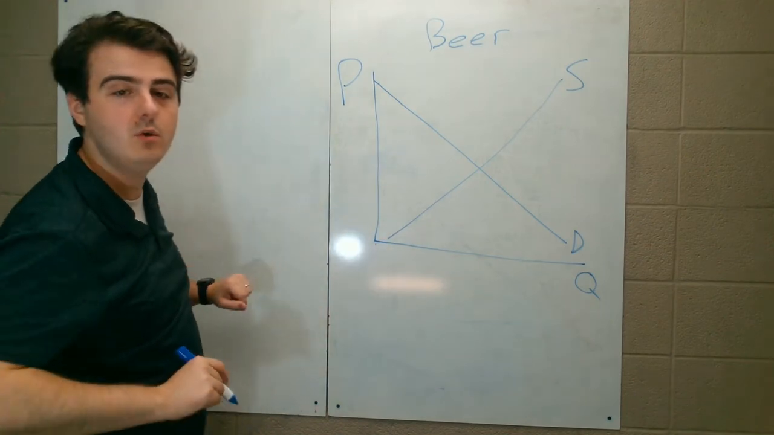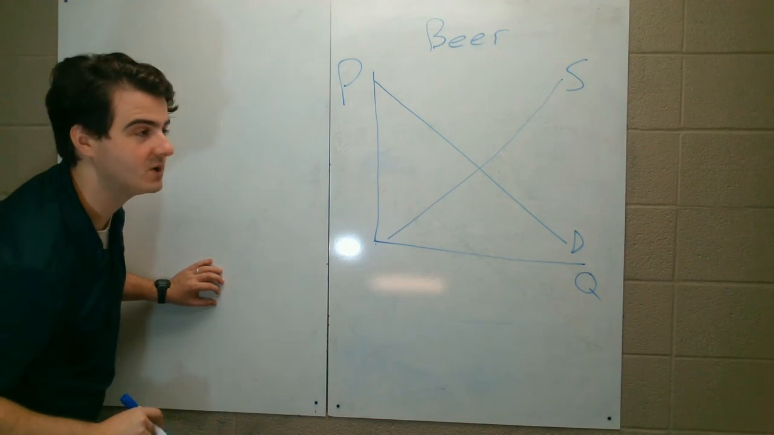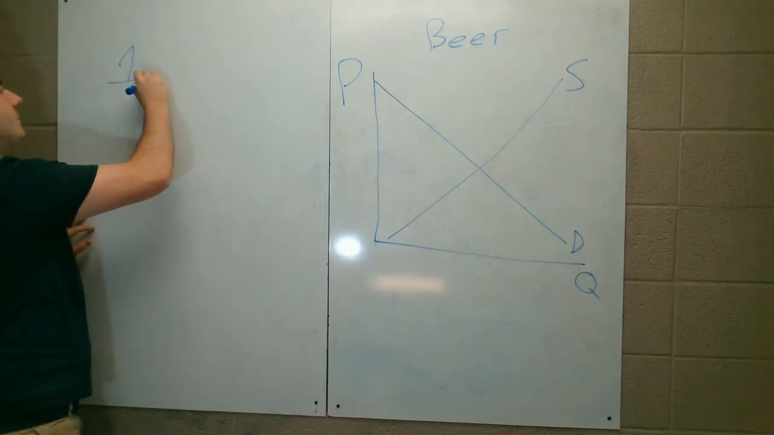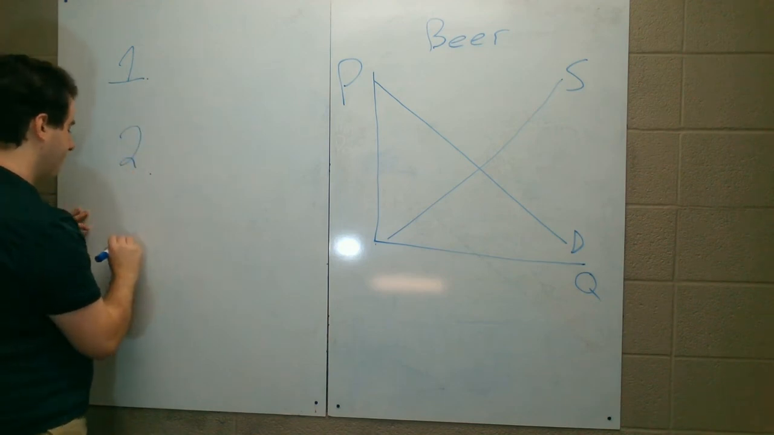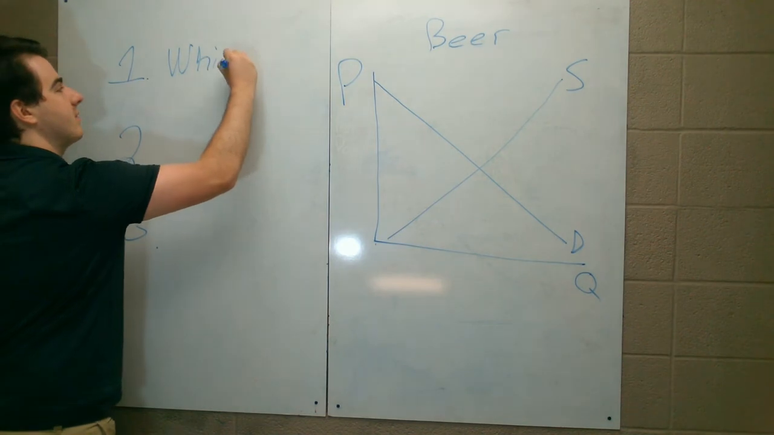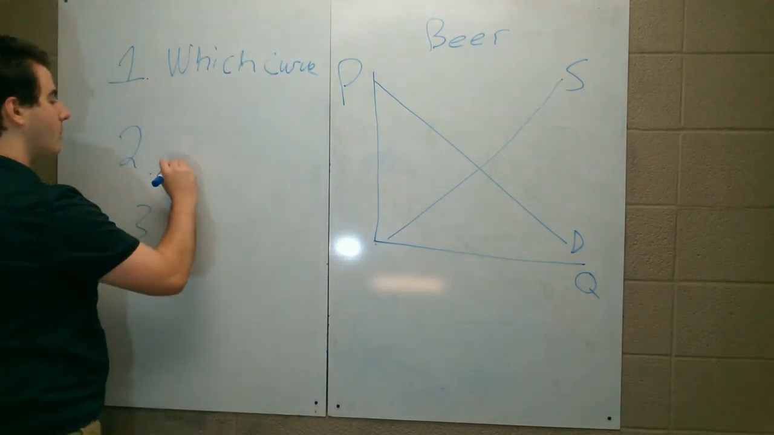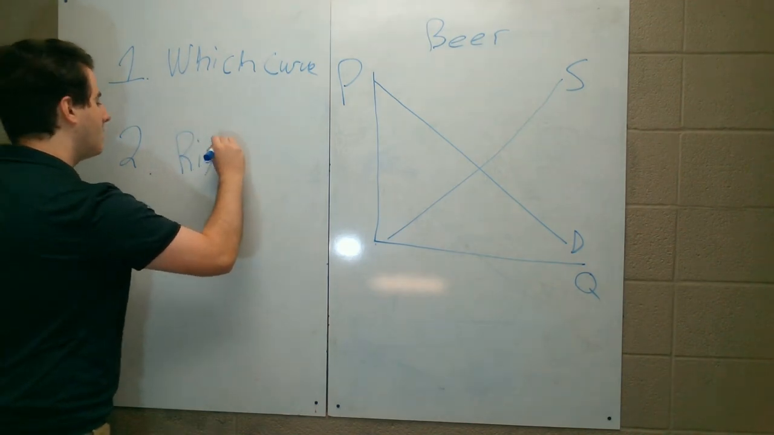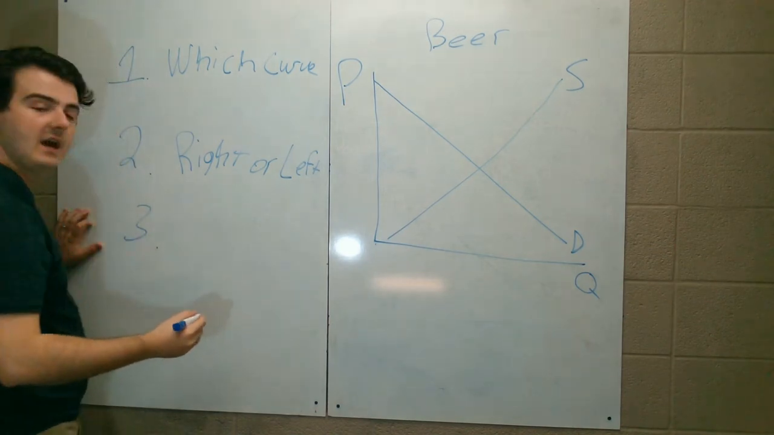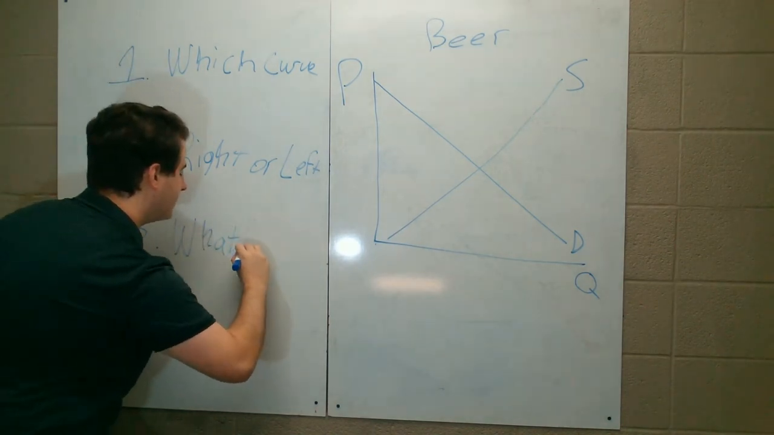So we can use 3 quick steps to figure out how we need to shift this bad boy. All right? First, we ask which curve. Second, we ask right or left. And last, we ask what effect.